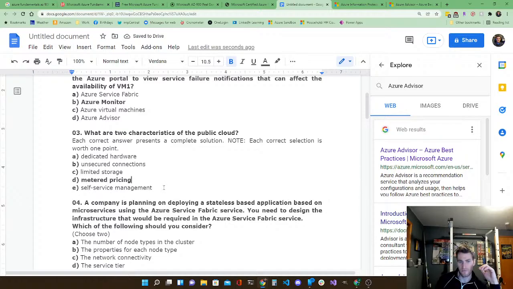Self-service management, for the most part, it is more of a self-service thing. I can go onto the portal and sign up for stuff, and I can talk to people and figure things out that way, but it's a little bit more self-service, and I think that's more of a characteristic of it.